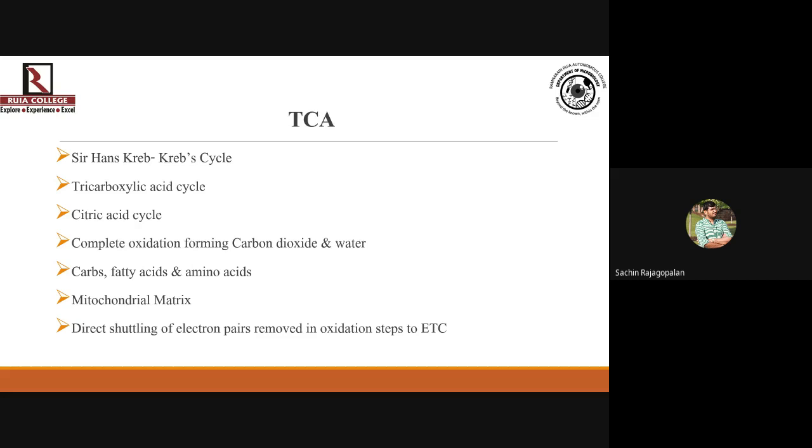And this first stable product has 3 carboxyl groups associated to it, that is the COOH groups. There are 3 COOH groups, because of which I also call it tricarboxylic acid cycle or TCA cycle. Okay, so these are the reasons for the 3 names that you have for this particular process.